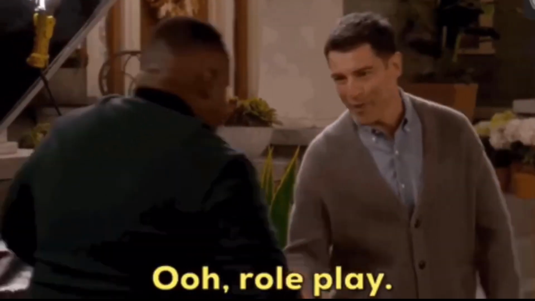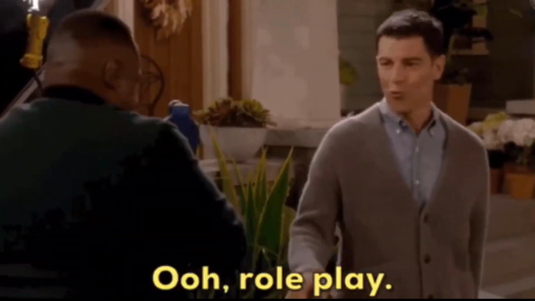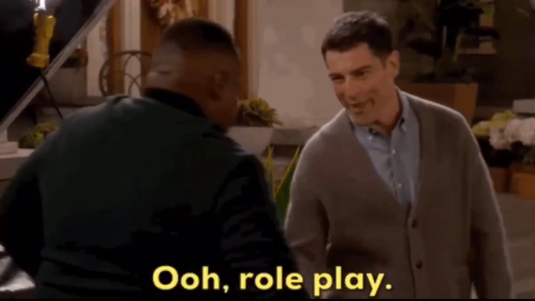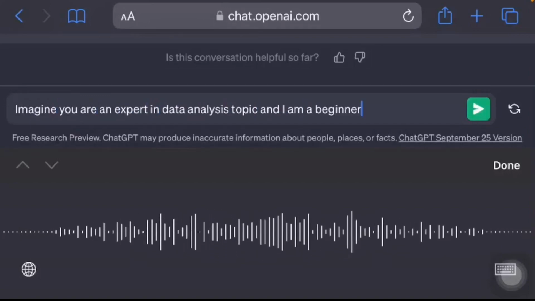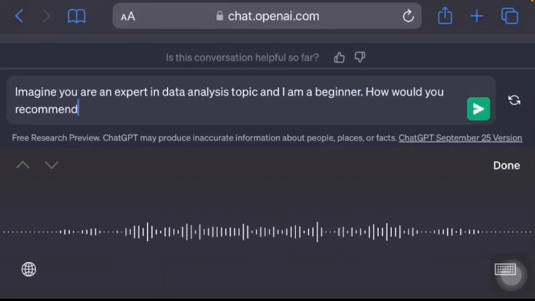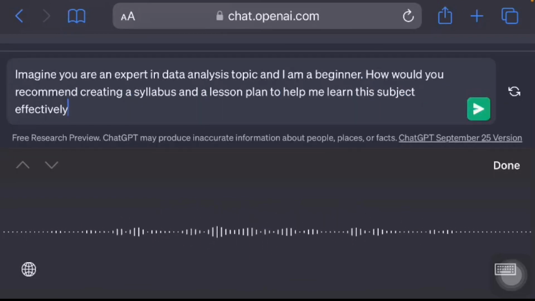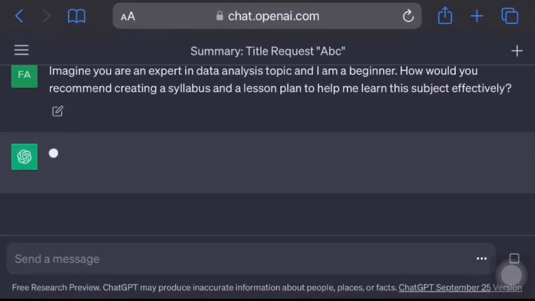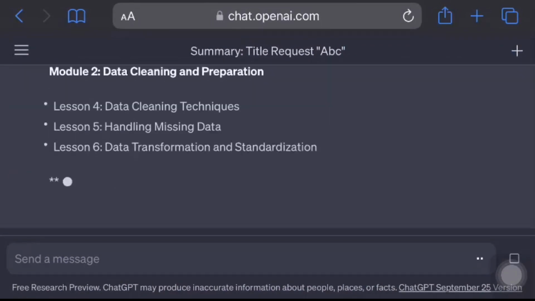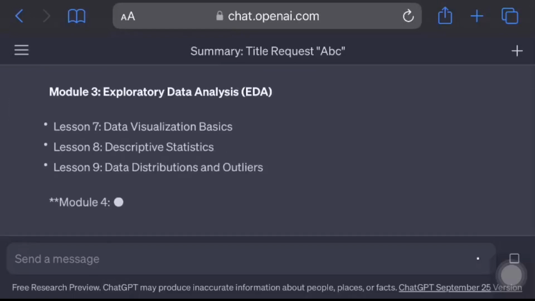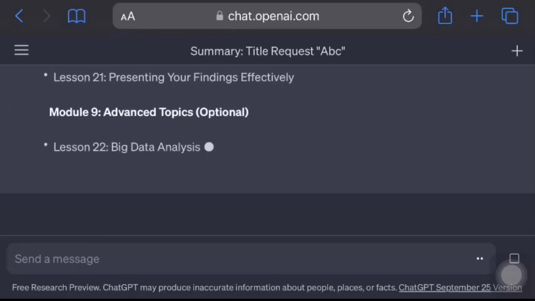One of the most effective ways to utilize ChatGPT is to engage in a role-playing scenario. Imagine you are an expert in data analysis topic and I am a beginner. How would you recommend creating a syllabus and a lesson plan to help me learn this subject effectively? This approach significantly reduces cognitive load by constructing our learning process. It streamlines the learning process, making it more organized and manageable.